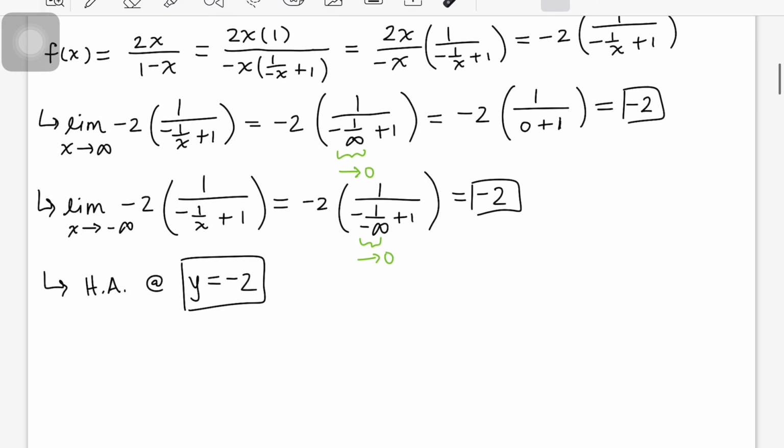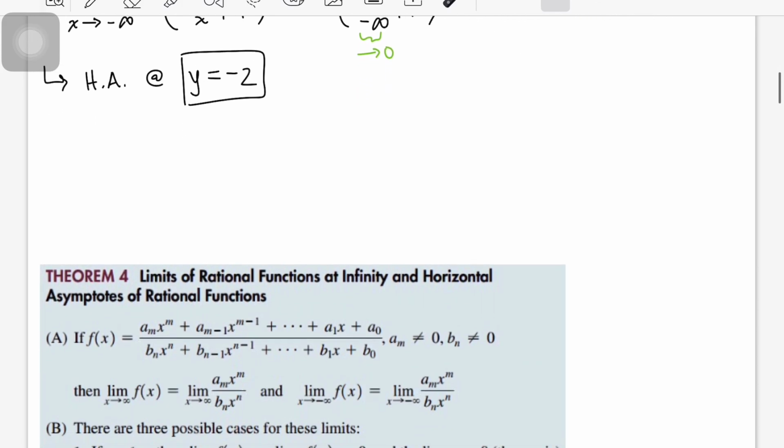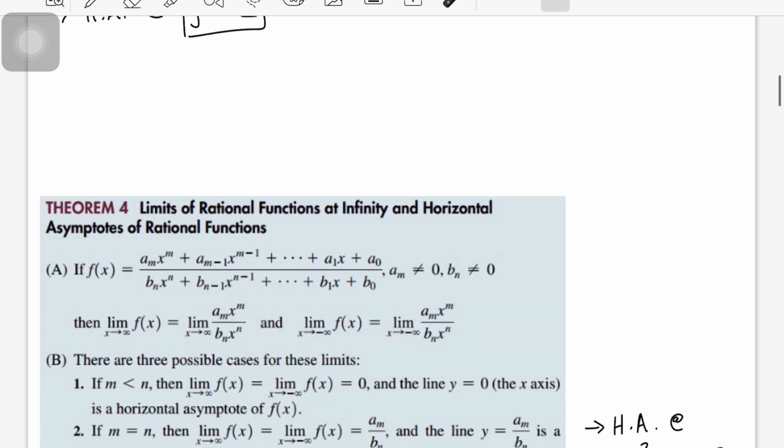However, in this chapter, we're going to use this theorem here that we saw from section 2.2 to determine the horizontal asymptotes of a rational function. So this is the theorem here, and it says if we have a rational function of this form, and we have our leading terms here, a_m and b_n, where they're non-zero, then the limit of our function as x goes to infinity is actually just going to be the limit of our leading terms as x goes to infinity. And similarly, the limit of our function as x goes to negative infinity is going to be the limit of our leading terms here as x goes to negative infinity.